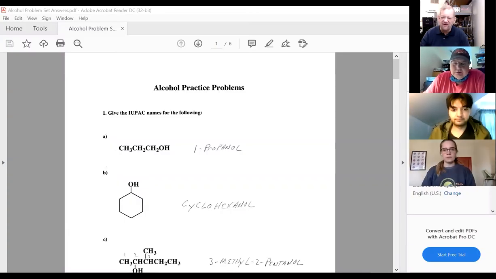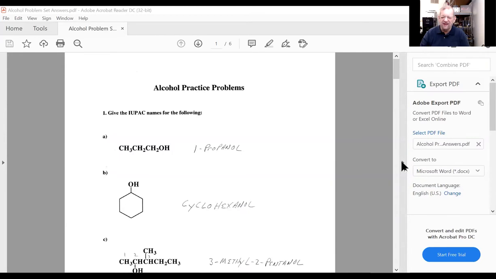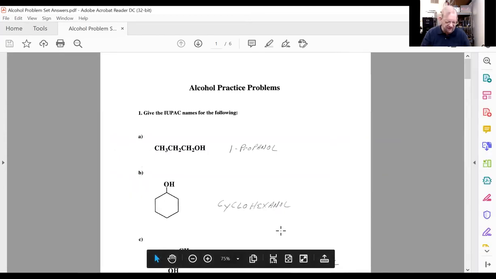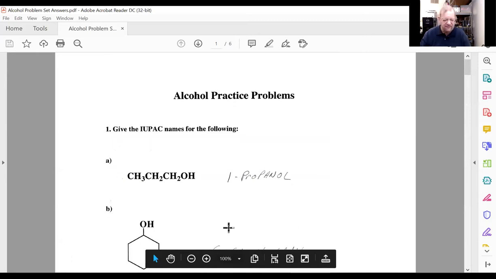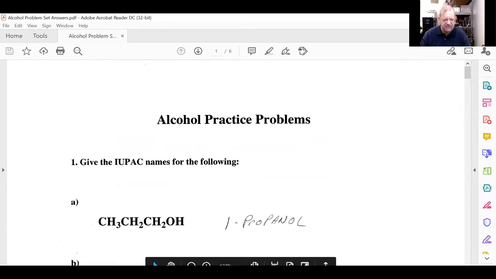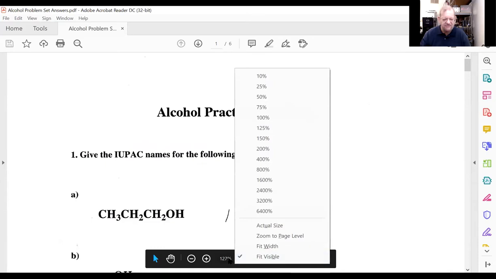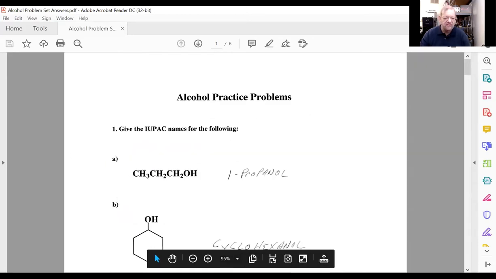What we're going to do today is I'm going to go through the alcohols problem set. And then after that, we'll get back to something Dr. White loves a lot, ketones and aldehydes. So, thumbs up, people. See the alcohol problem set? Thank you. All right. Now, remember, I'm going to go through one page at a time.